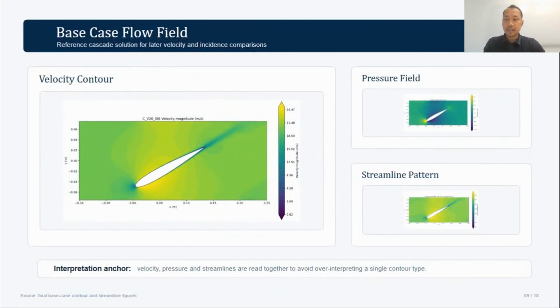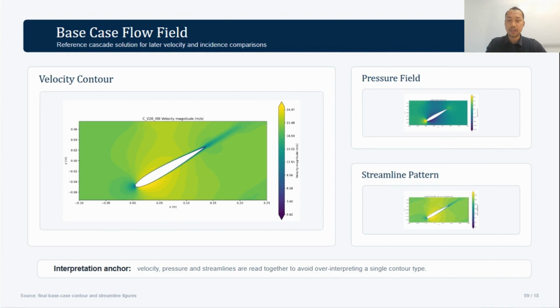And then this slide presents the base case, or benchmark case, flow field, which is the reference for the later parametric operation. This benchmark case used an inlet velocity of 20 meters per second with zero incidence. The velocity contour shows the local acceleration as the flow moves through the blade passage, especially near the blade surface and around the narrow passage region. The pressure field shows the expected pressure difference across the blade surface, which is related to blade loading. The streamline pattern helps confirm that the passage flow is continuous, and the downstream wake forms behind the trailing edge.